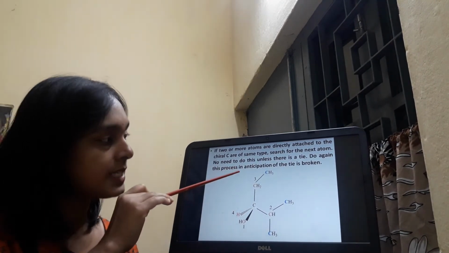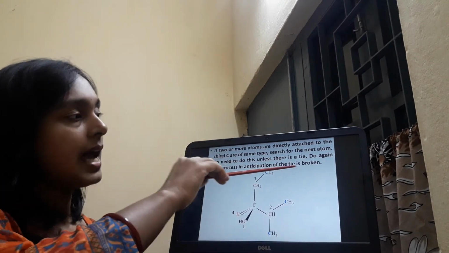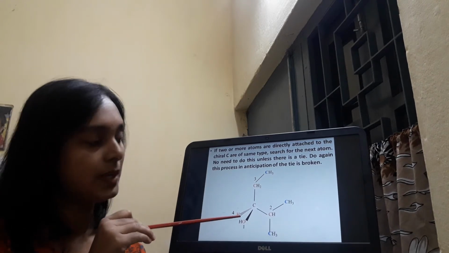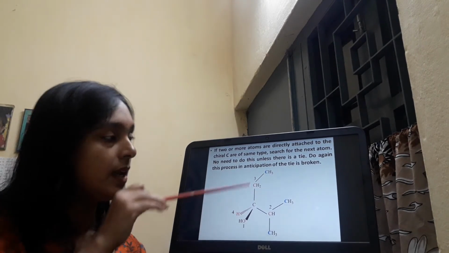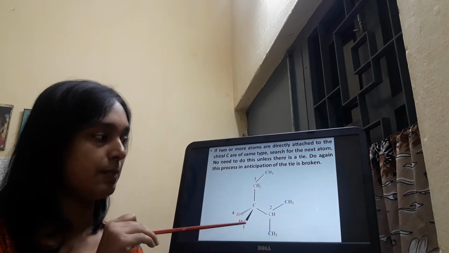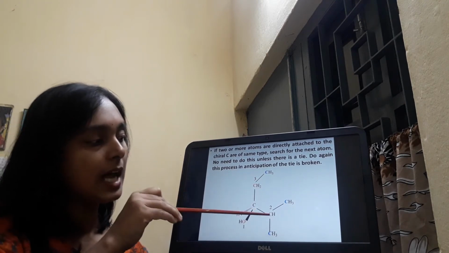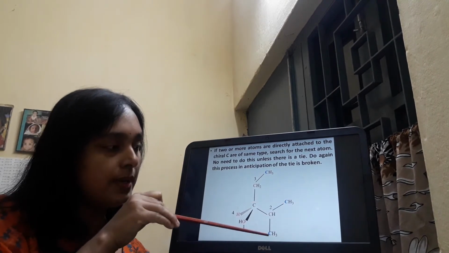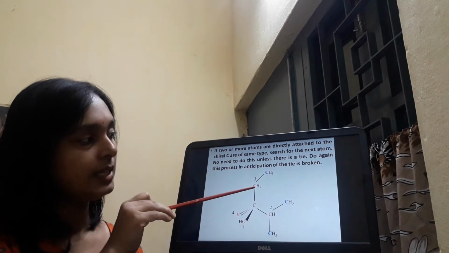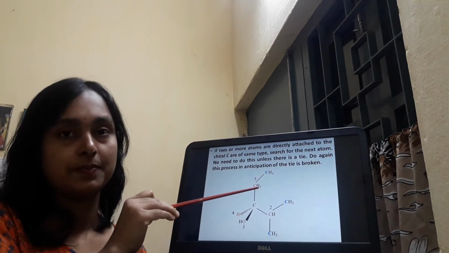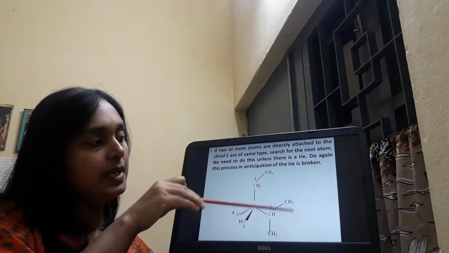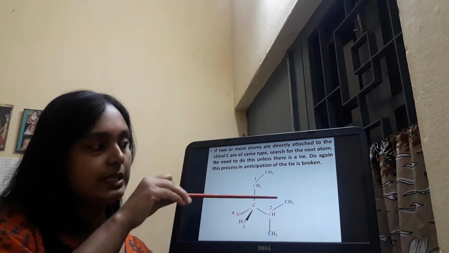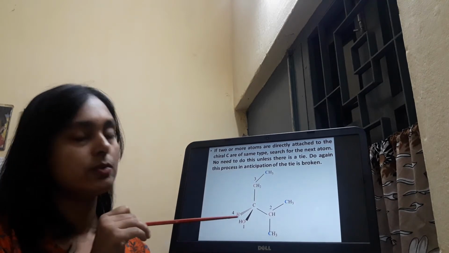Do this process again in anticipation of the tie being broken. Here you can find that hydrogen will be fourth because of the lowest atomic number. OH will be first, since among all these, oxygen has the highest atomic number. But between these two, this carbon is linked with 2 carbons and 1 hydrogen, while this carbon is linked with 1 carbon and 2 hydrogens. So that will get higher priority rather than this one. So first one, second one, third one, and the last one will be 4.